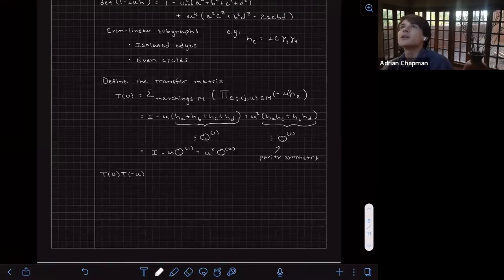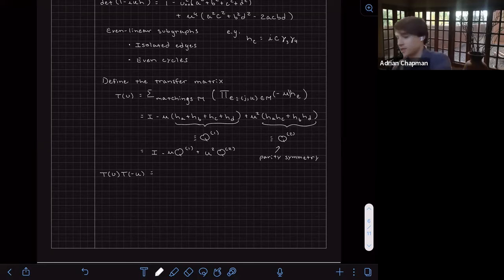And it turns out that in the formalism that we're in, they actually always will. And I'll show that in a second. But now I want to calculate T_u and T_{-u}. And what we're going to actually see is that this turns out to be, up to the identity matrix factor, the characteristic polynomial of H.